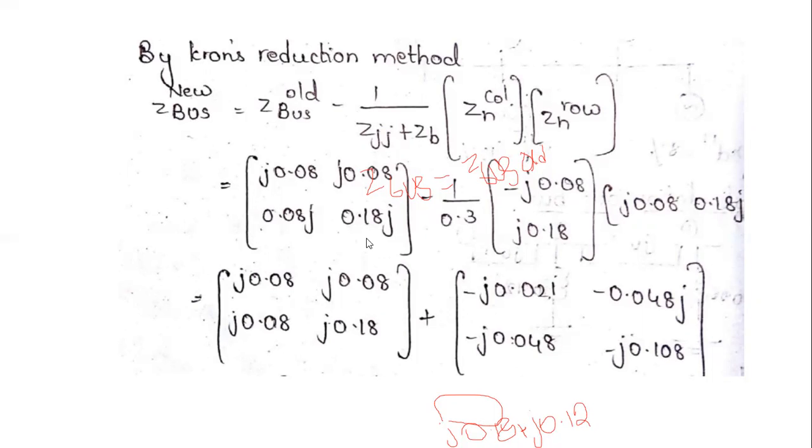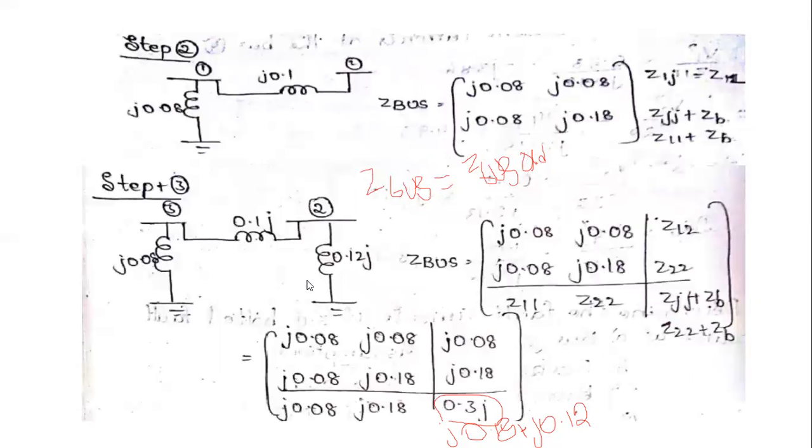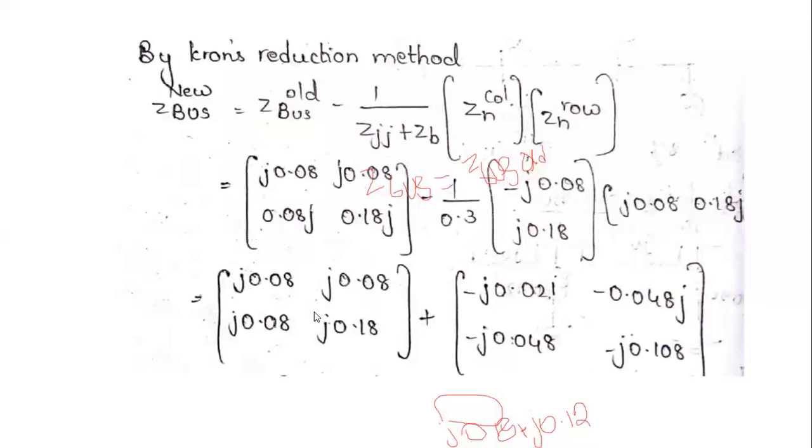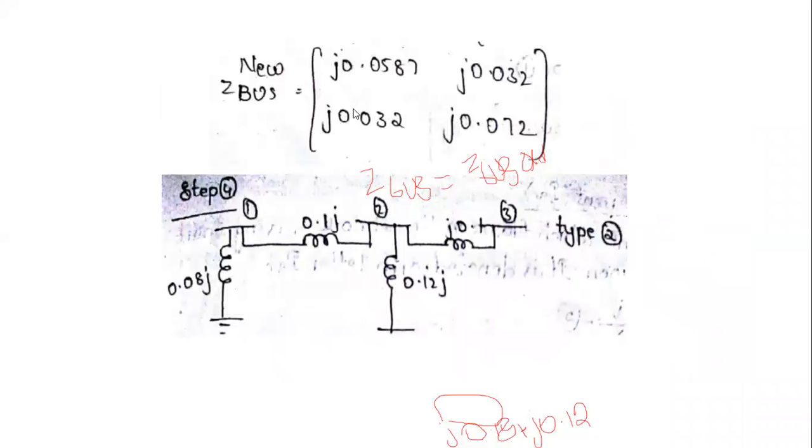Why? Because we are using this formula, this is the type 3 modification. Then it will be considered as the link. For that reason, we are using this formula. This method is known as the Kron reduction method. This is the final Z bus matrix after completing the step 3.